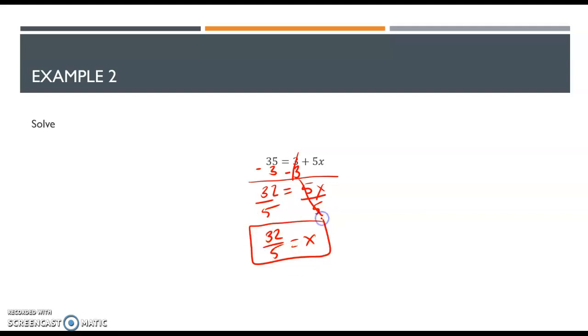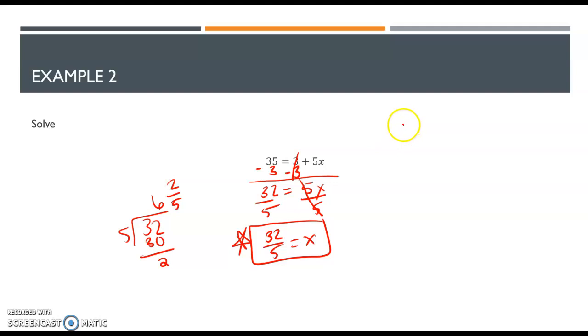Most likely it will just ask you for a simplified fraction. If it doesn't, then we do what we did before with the 32 divided by 5. We know 5 goes in there 6 times, and we have 2 remaining. So it would be 6 and 2 fifths would be our answer, but most likely this is going to work.